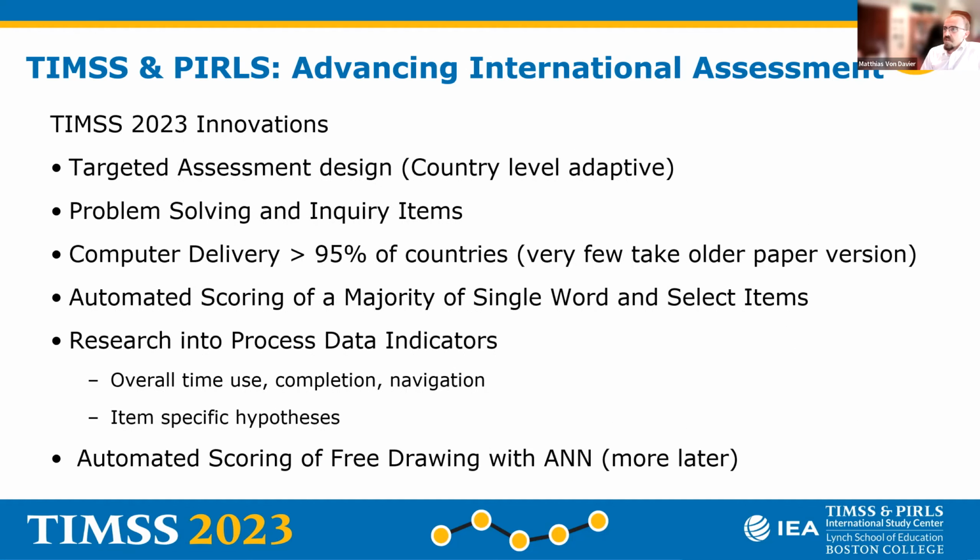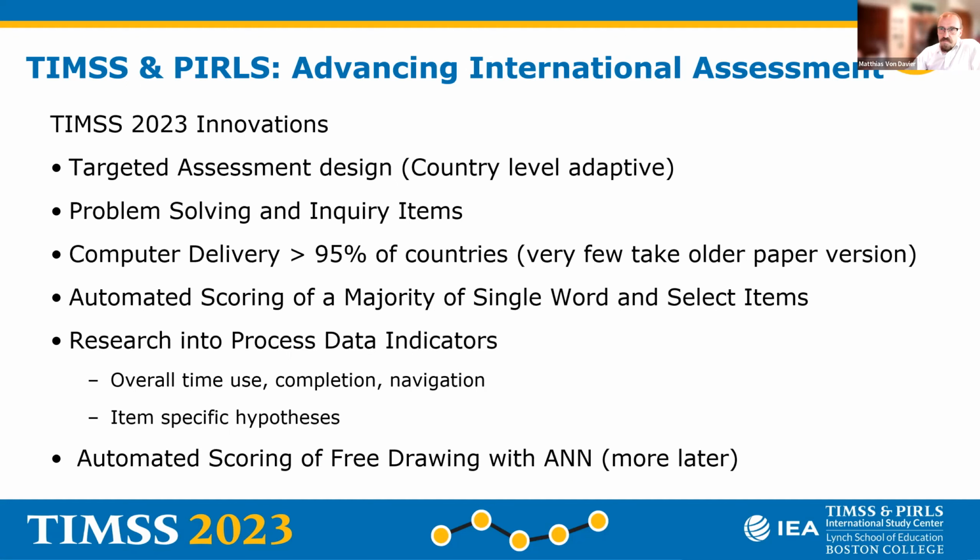And both of them contain a lot of innovations that are essentially trying to push the envelope and improve what's being done every time, every 4 years versus 5 years, respectively. TIMSS 23 includes something that we called country level adaptive design. It's more or less a targeted assessment design that takes care of the fact that countries with a wide variety of achievement distributions are participating. There are interactive items there. Computer delivery in 23, of course, I mentioned that. It should be 100%, it will be 95 plus. Very few will insist on still taking the older paper version, for a variety of reasons, so there might be four countries left that do that.